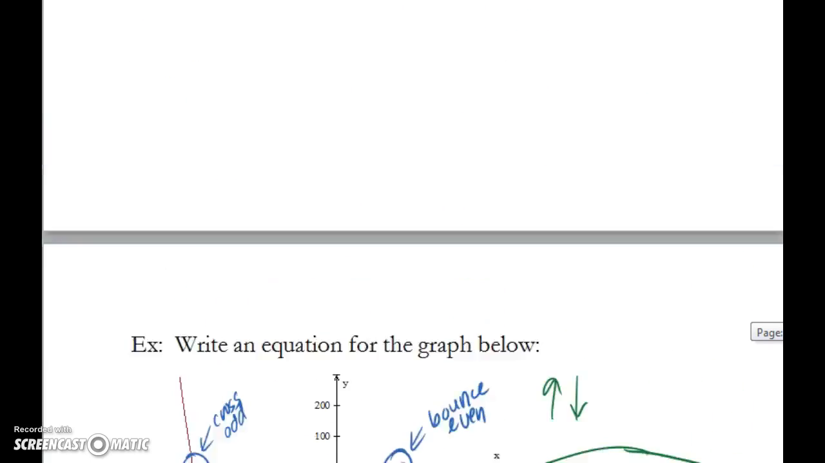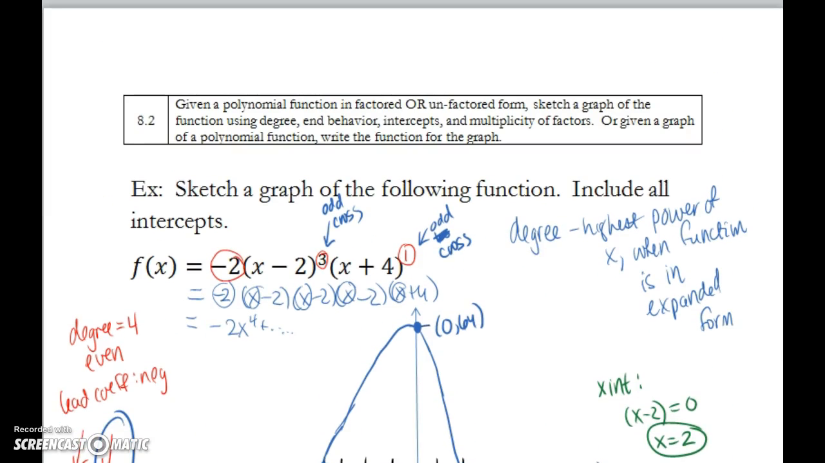This is standard 8.2, sketching a graph in factored or unfactored form and writing an equation from the graph.